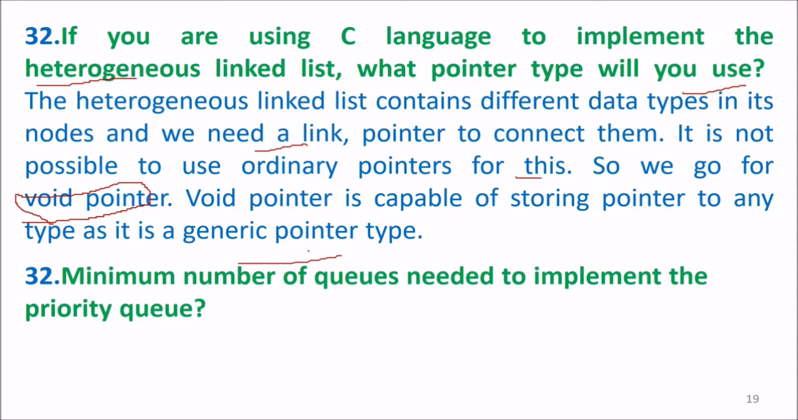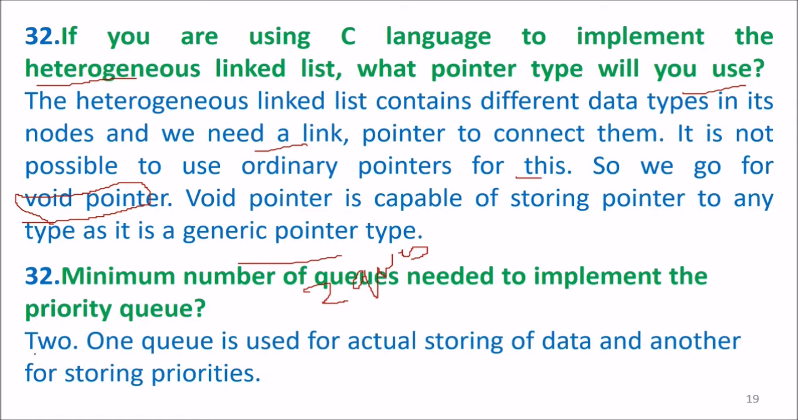Minimum number of queues needed to implement the priority queue. What is the number of queues? There will be 2 queues required. One queue is used for actual storing of data, and the other for storing your priorities.